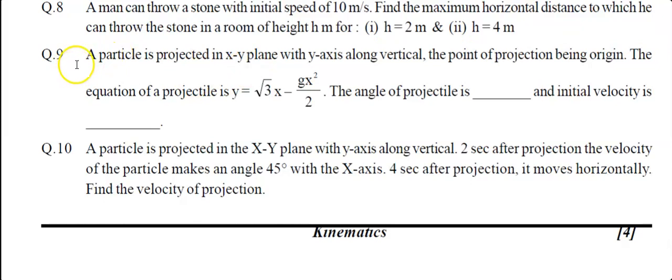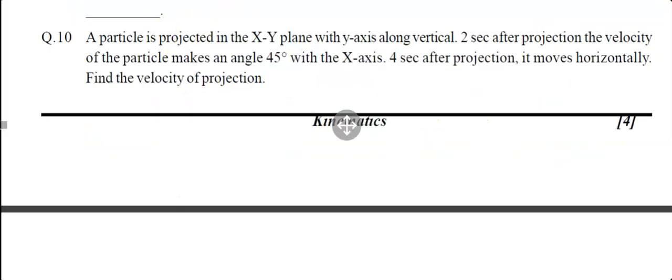Now for question number 9, you can compare this with the equation of trajectory, which is y equals x tan theta minus g x squared upon 2 u squared cos squared theta. Compare, and find theta as well as velocity.